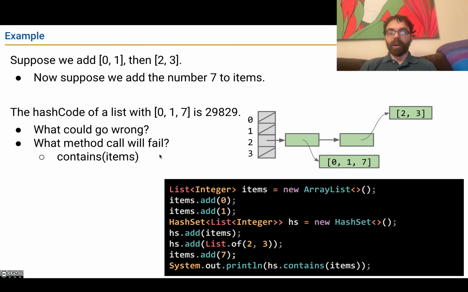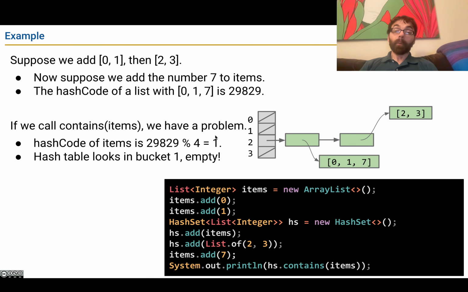That might seem bizarre, but the reason is that when I say hs.contains items, it takes items, an object, and it needs to get an integer representation. That integer representation is 29,829. If I mod that by 4, I certainly don't get 2, because this is an odd number. It turns out that the mod is 1, and so the hash table will look in bucket 1 and say, nothing here.